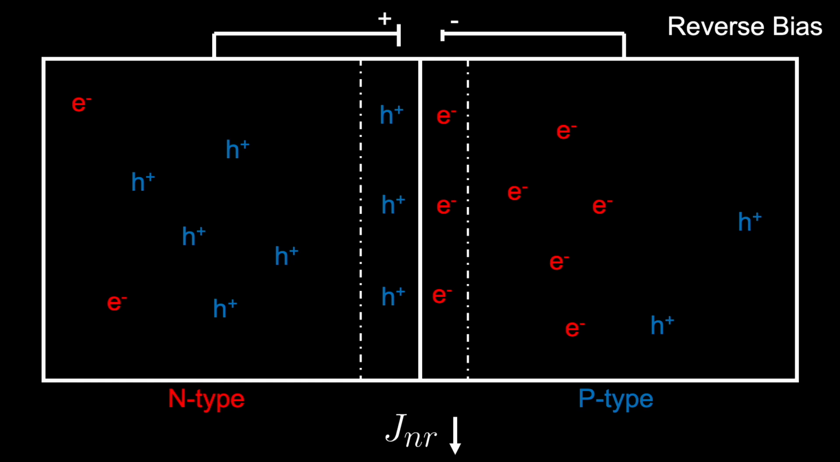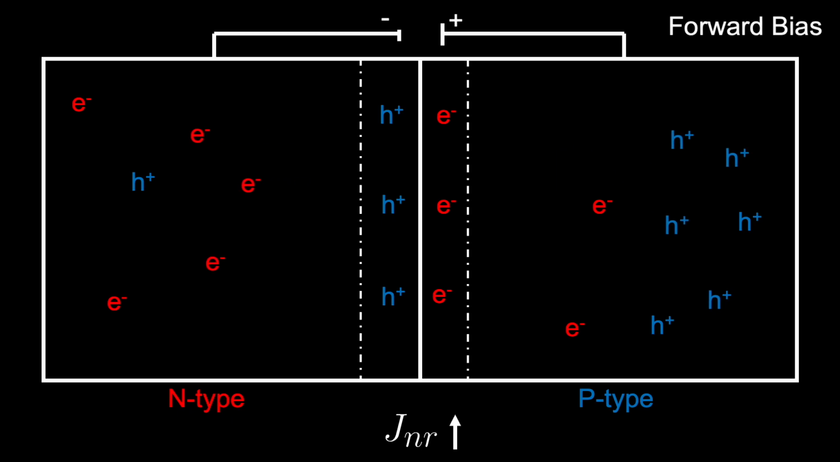At reverse bias, negative voltage is applied to the p region, and positive voltage is applied to the n region. This causes electrons to accumulate on the p side and holes to accumulate on the n side, increasing the potential difference, which makes it difficult for electrons to drift back from p to n and reduces JR. At forward bias, the potential difference decreases, which increases JR.